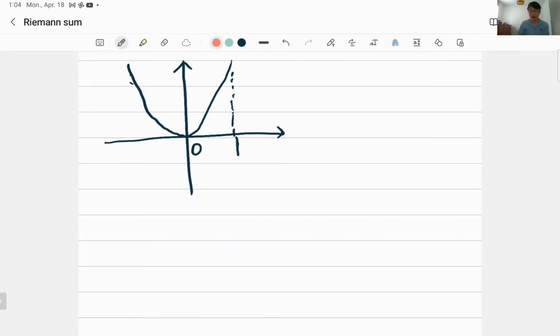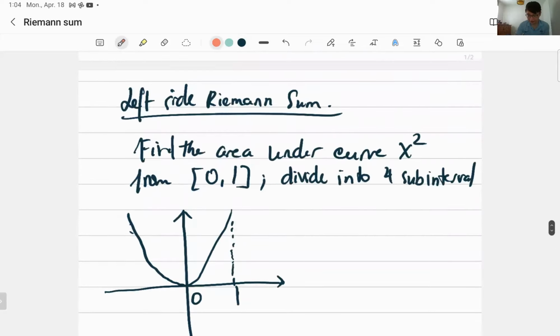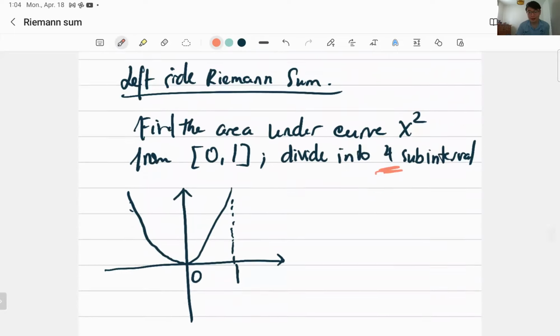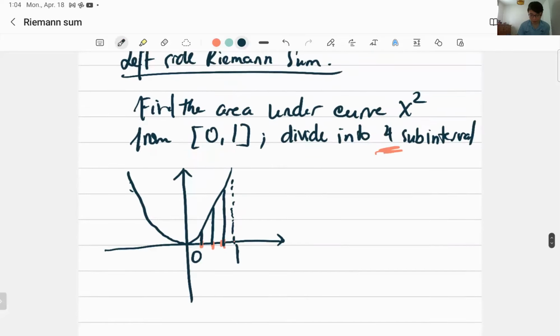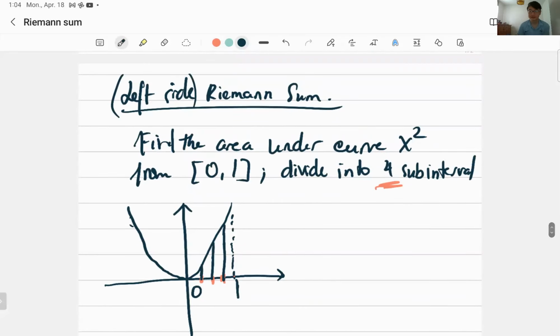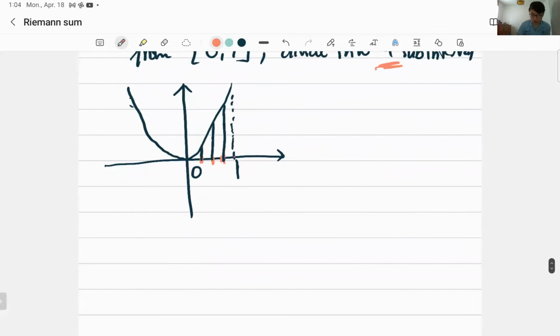And of course, we're going to draw rectangles through them. We divide into four small subintervals, so this will be 1, 2, 3, and 4 down there. And so I'll make 1, 2, 3, and 4 rectangles. But we are doing a left side Riemann sum, so we're going to base the height on the left side of the rectangles.